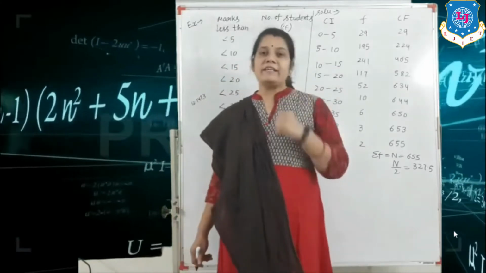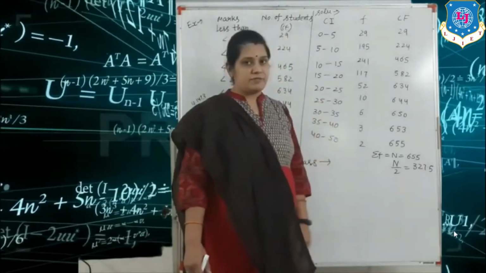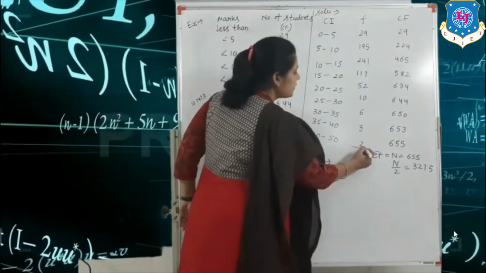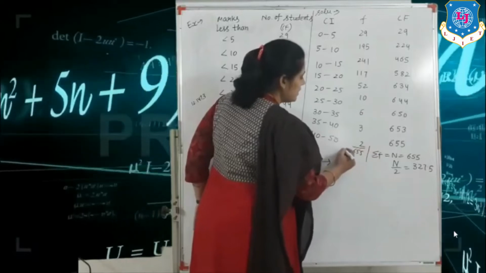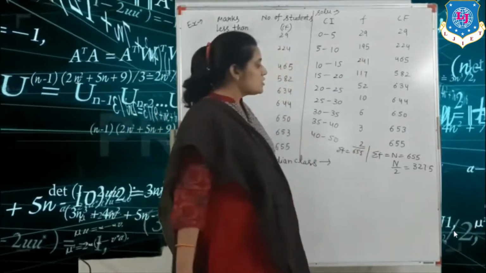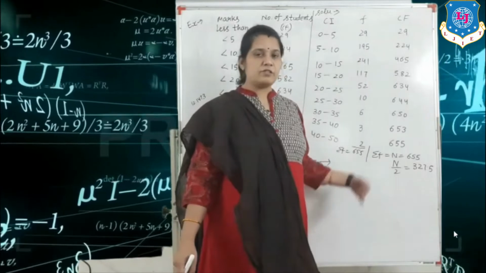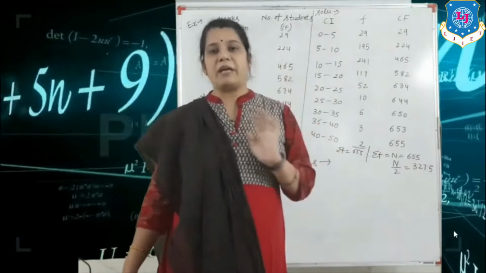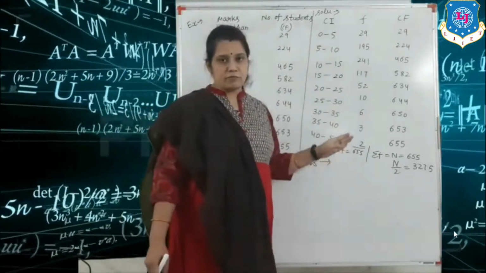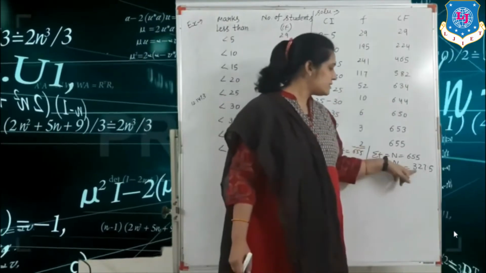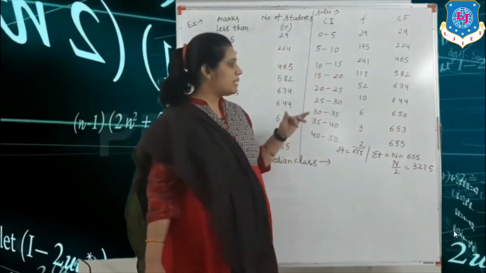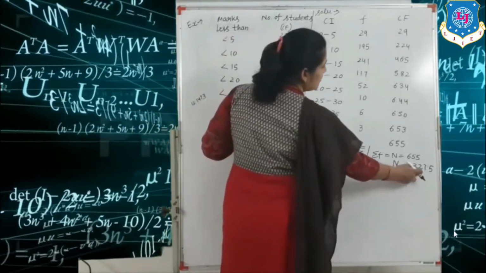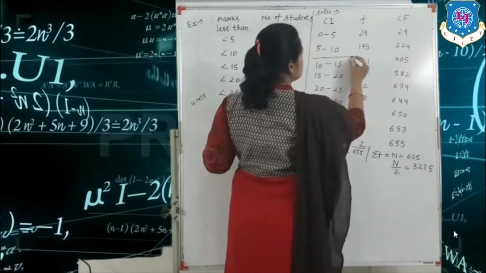Okay, so for finding the median, you find the summation F. So summation F, capital N, is equal to what? 655, the last value, so you write here 655. So n is equal to 655. Divided by 2, that means n by 2 is equal to 327.5. So according to the CF column, we find just the greater value than 327.5. So just the greater value than 327.5 is 465.